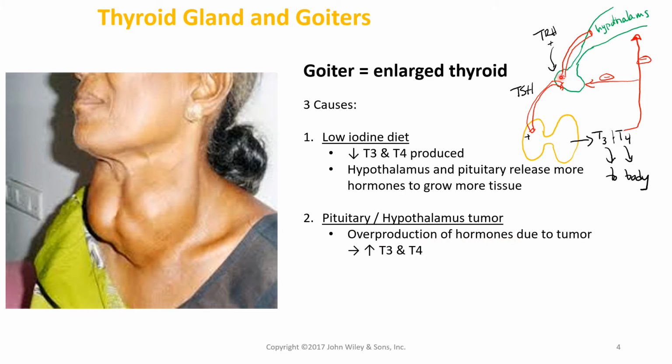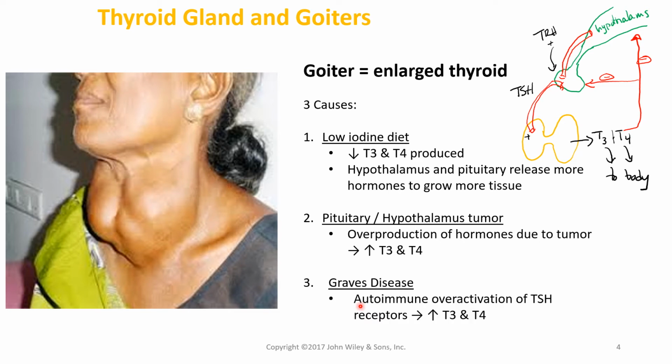Another way that you can get this is that you can have overproduction of hormones due to a tumor. So again, if you have like a tumor in the anterior pituitary gland or in the hypothalamus, that's when a tumor is active, it's dividing and making more and more and more cells, and those cells are going to produce more and more hormone. So that's going to end up making more T3 and T4. And as the thyroid stimulating hormone is increased, that's going to be telling that thyroid to grow.